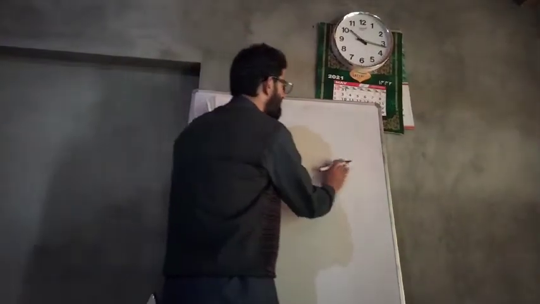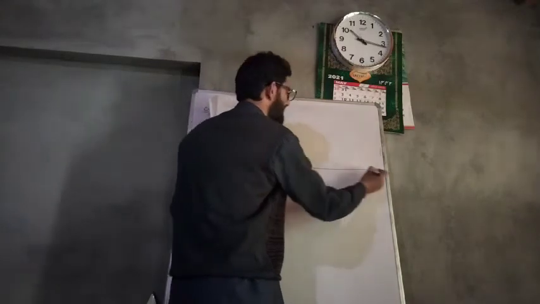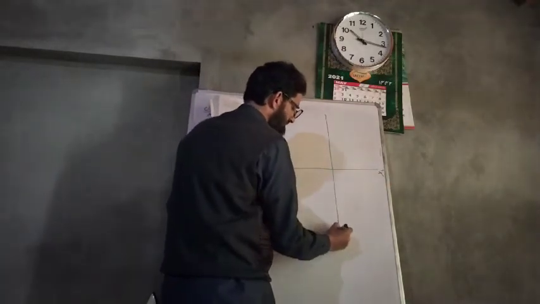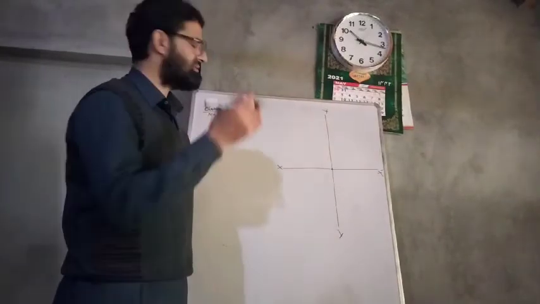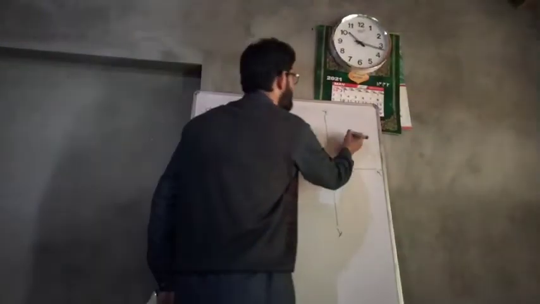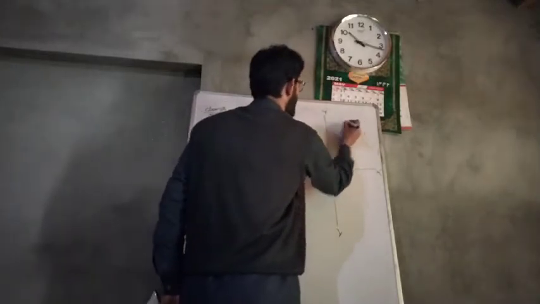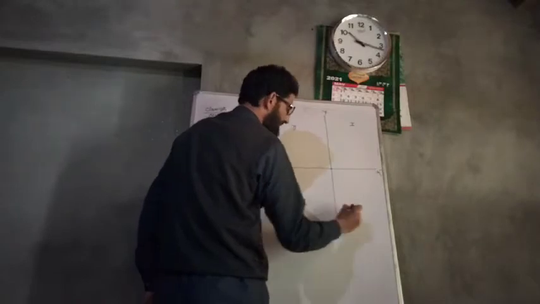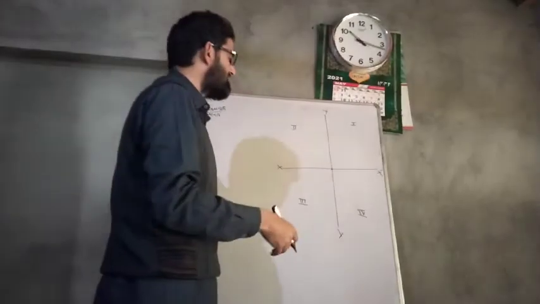And we know what the Cartesian plane is. In the Cartesian plane, there are two lines, x-axis and y-axis, which are perpendicular to each other, and they intersect at a point. And that point is called what? Origin. And four quadrants are obviously formed. This is called the first quadrant, this is the second quadrant, this is the third quadrant, and this is the fourth quadrant. Now we have to find in which quadrant these points fall.